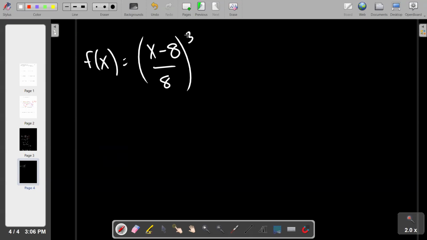There's no one attached to the exponent. We call that the power. No numbers attached, no numbers plus or minus. So we're just free to go.